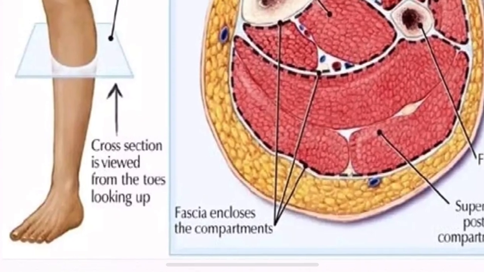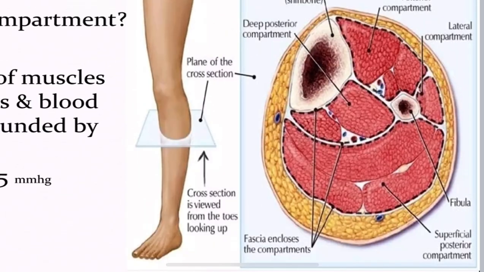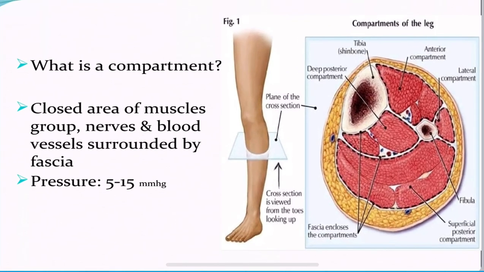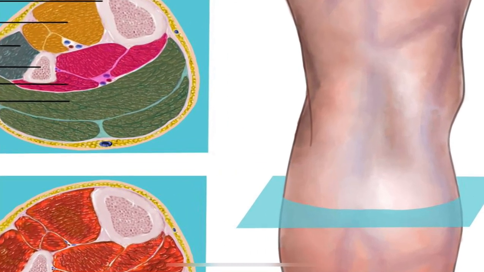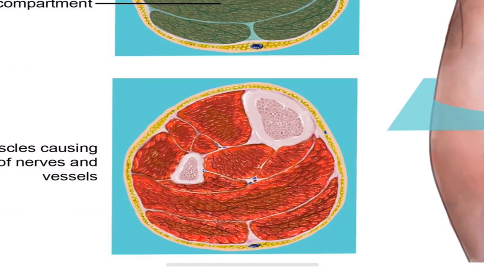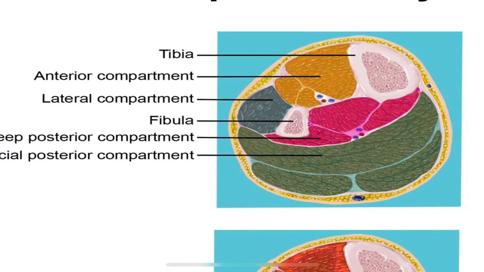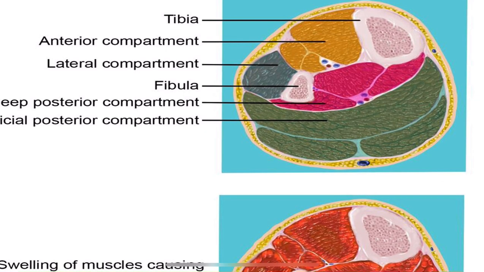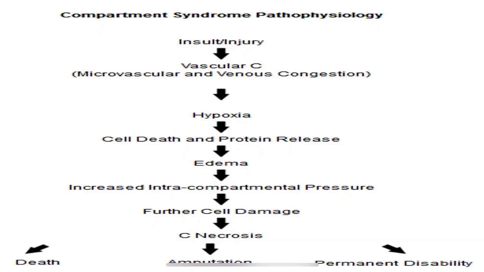This is the fascia which is enclosing the compartments, in the white color you can see. So with this we understood what a compartment is. Now let us see what happens in compartment syndrome. The swelling of the muscle will cause compression on the nerves and the blood vessels. So in compartment syndrome, there is swelling of these muscles, causing pressure on the nerves and the vessels. Again you can see here the tibia, fibula, anterior compartment, deep posterior, superficial posterior, and lateral compartment.